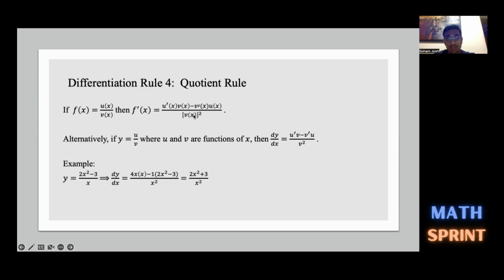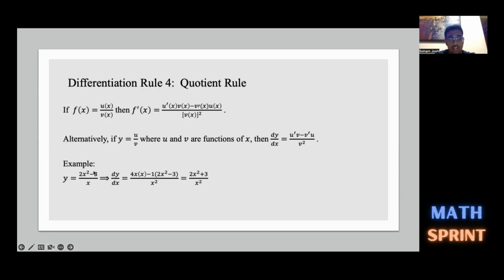I've seen a lot of students make these kind of mistakes and it can cost them a lot. So make sure the denominator is v of x whole square. So here's an example on the bottom right that we can solve. Y is equal to 2x squared minus 3, the whole thing divided by x. So here we can just essentially consider these two to be two functions. So u of x is equal to 2x squared minus 3 and v of x is equal to x.